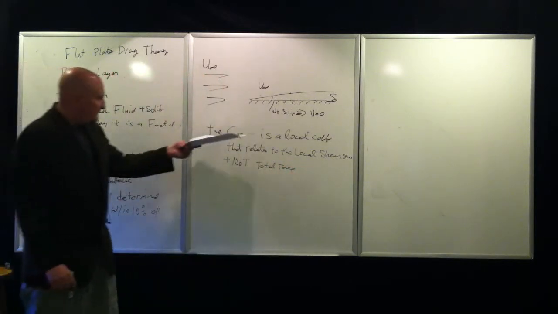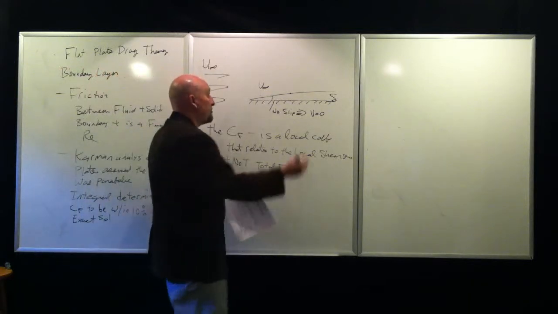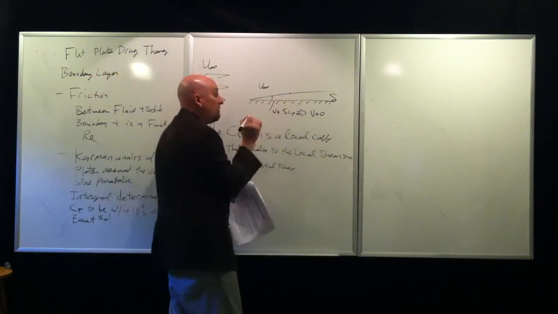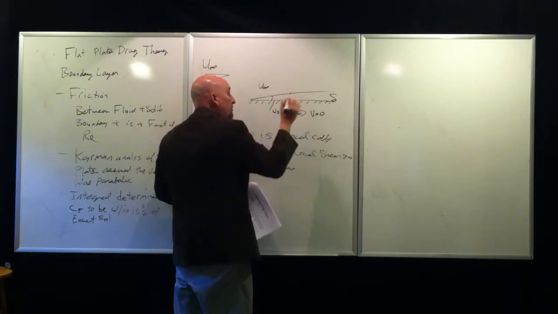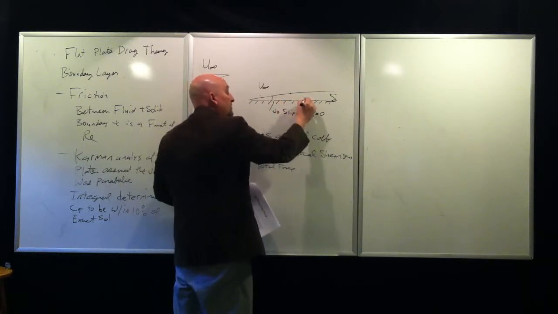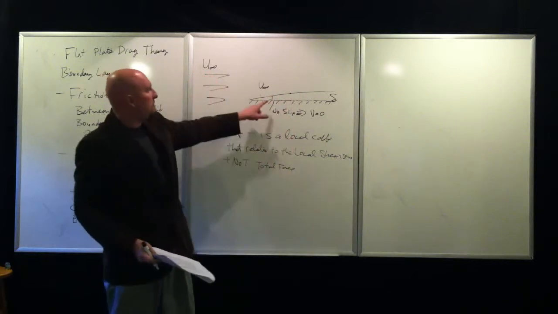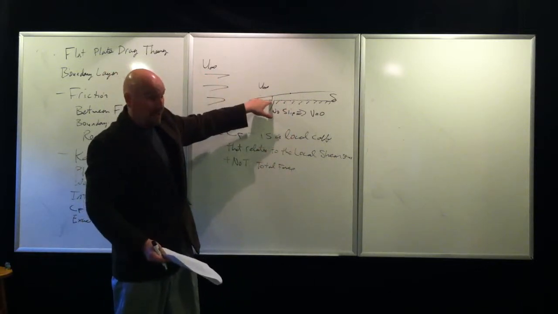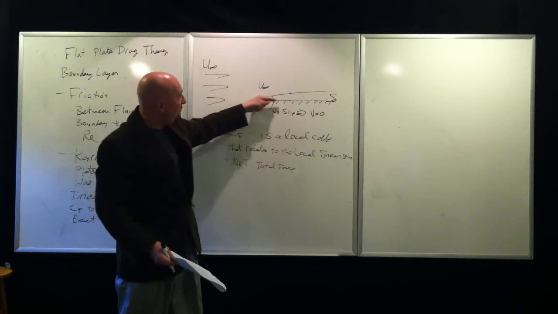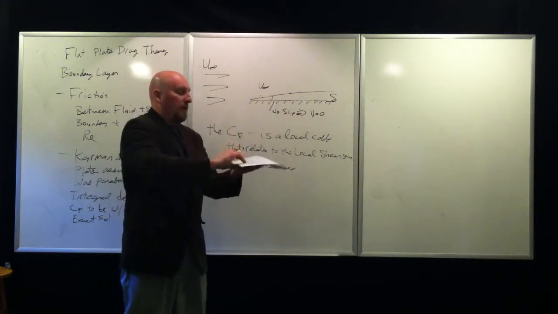CF is going to be the local coefficient of friction. So at this point there will be a local coefficient of friction. At this point there will be a local coefficient of friction here, here, and here, which relates to the stress that is seen at this particular point. Remember, stress is going to be the force over the area.